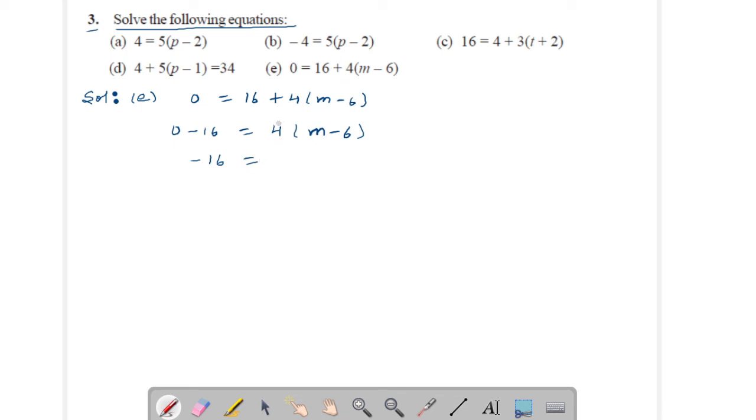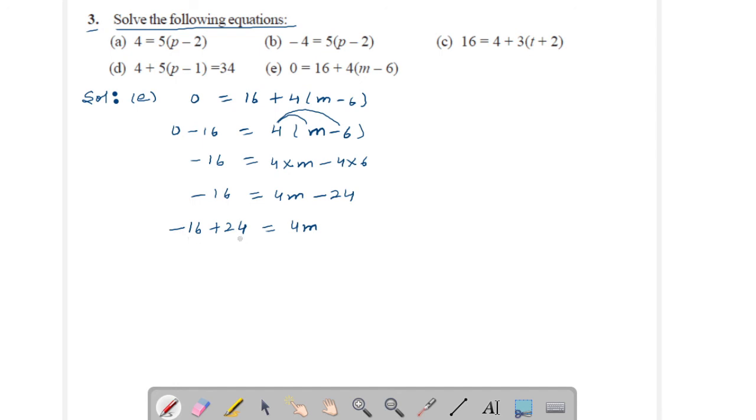equal to, here open the bracket, multiplied by 4. 4 into m minus, again multiply 4 by 6. 4 into 6. This can be written as minus 16 equal to 4m minus 4 6s are 24. Now transpose minus 24 to left hand side. Sign will be changed. This can be written as minus 16 plus 24 equal to 4m.